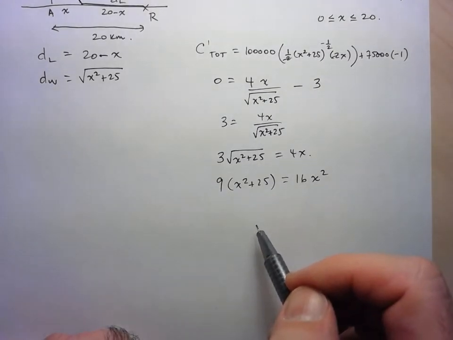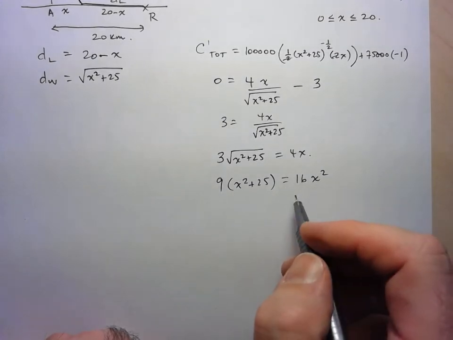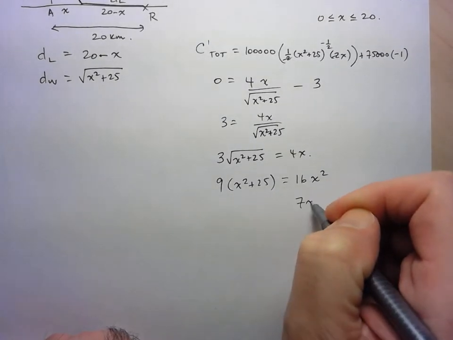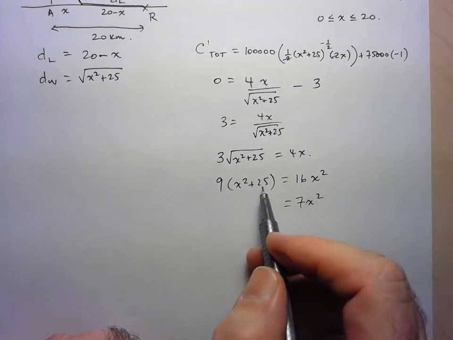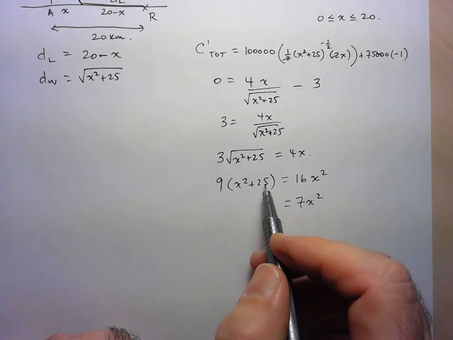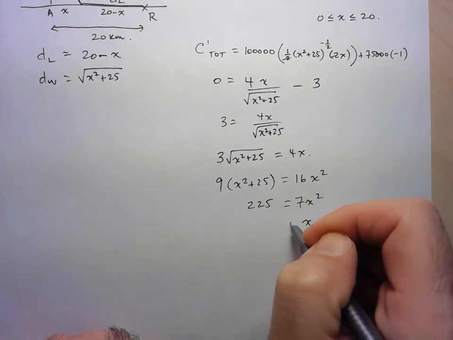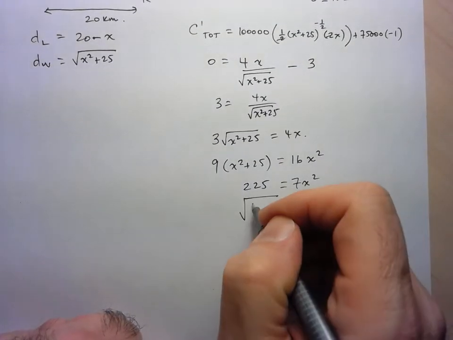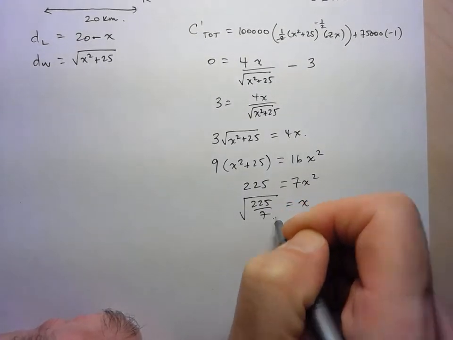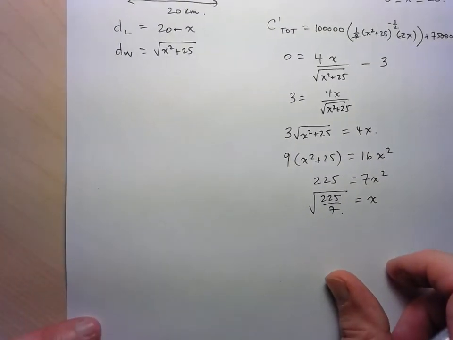So here we have 9x squared, which we'll bring to the other side. So 16 minus 9, so 7x squared. And so here we're left with 9 times 25. So 8 times 25 is 200, so this will be 225. Okay, so x, since it represents a length here, is just going to be the positive square root of 225 over 7.